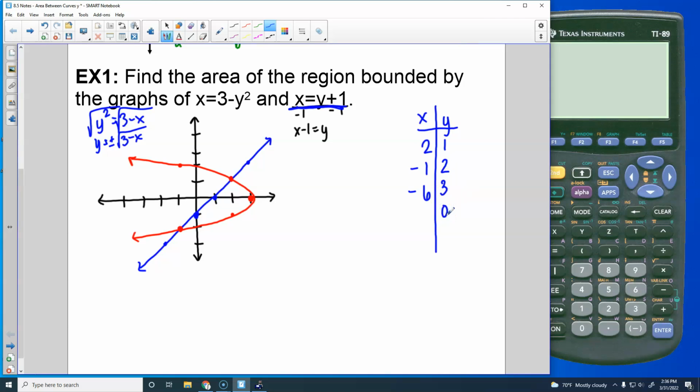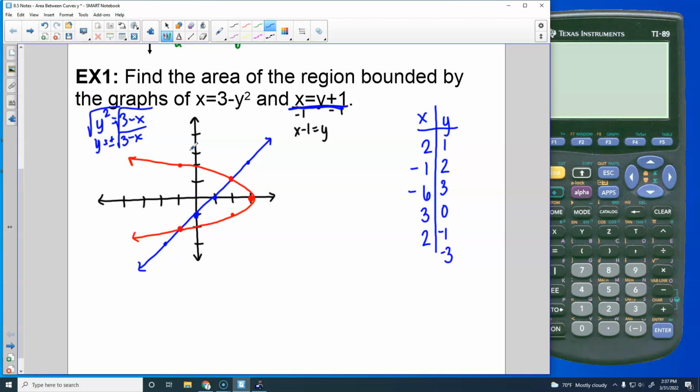I need to plug in 0 for the y. 3 minus 0 squared is 3. So the 3 goes over here. So (3, 0) is this point right here. You could plug in negative 1. 3 minus negative 1 squared would also give you 2. So you've got the point (2, -1). That's here. If you plug in negative 3, you're going to get 3 minus negative 3 squared.